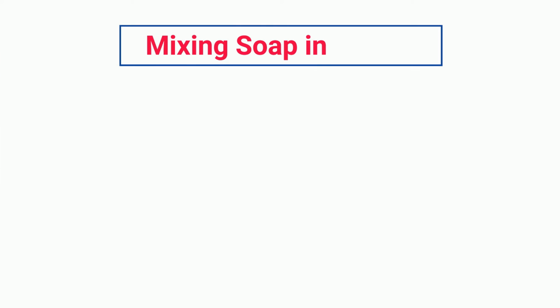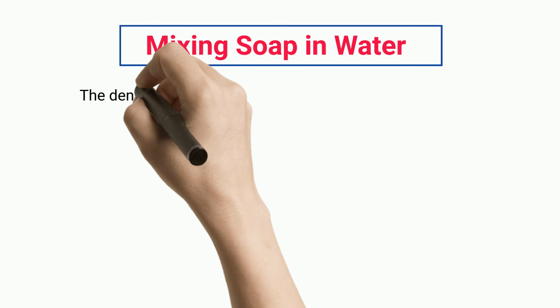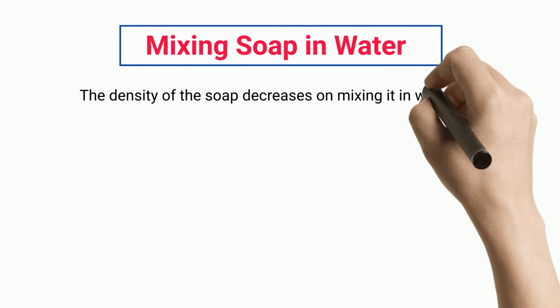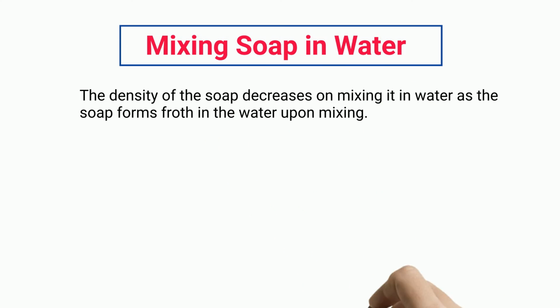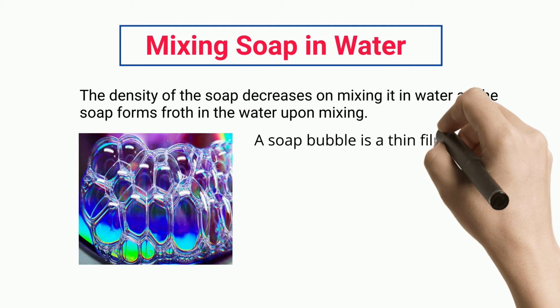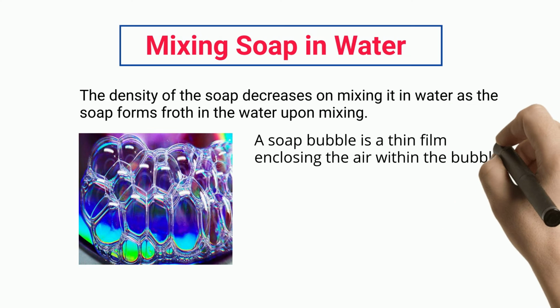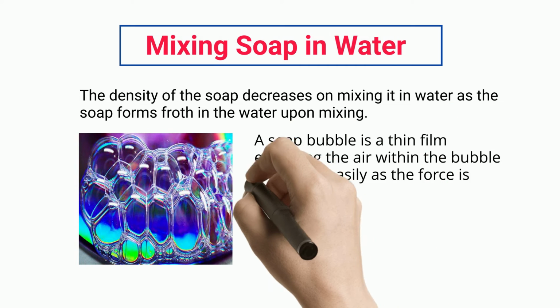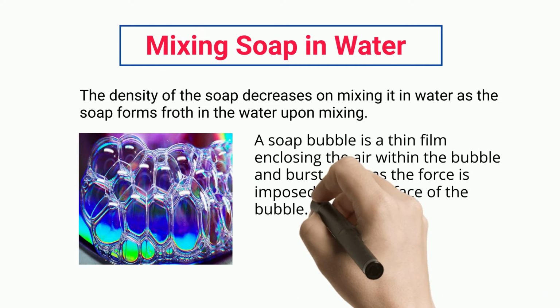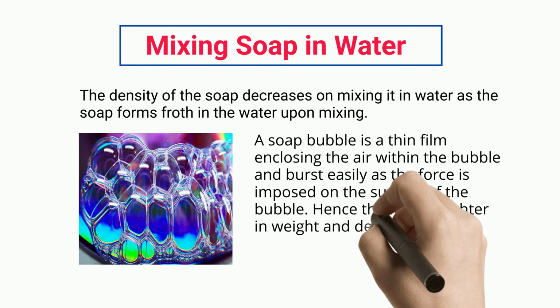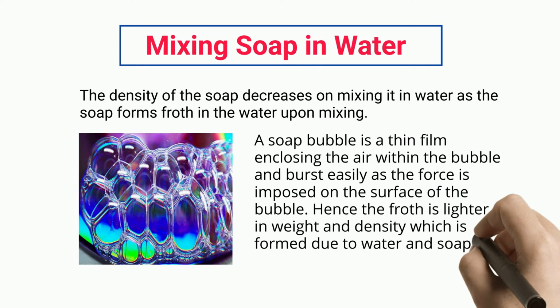Mixing soap in water. The density of the soap decreases on mixing it in water as the soap forms froth in the water upon mixing. A soap bubble is a thin film enclosing the air within the bubble and bursts easily as force is imposed on the surface of the bubble. Hence the froth is lighter in weight and density, which is formed due to water in soap.